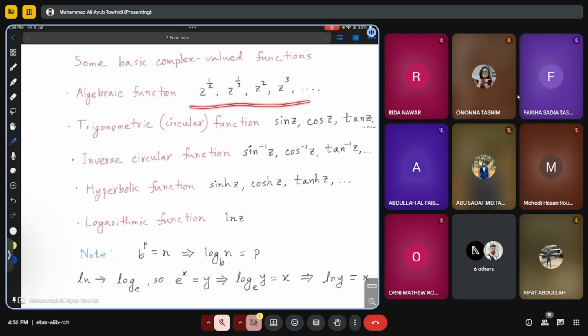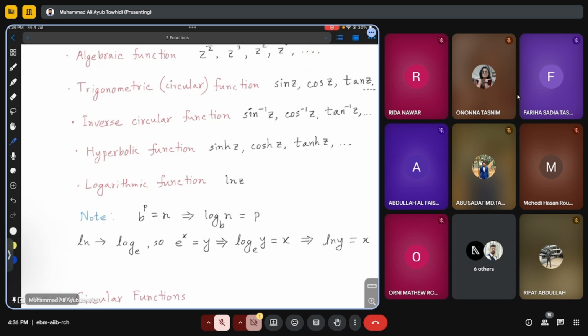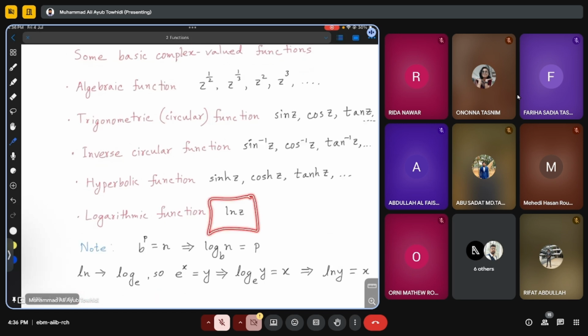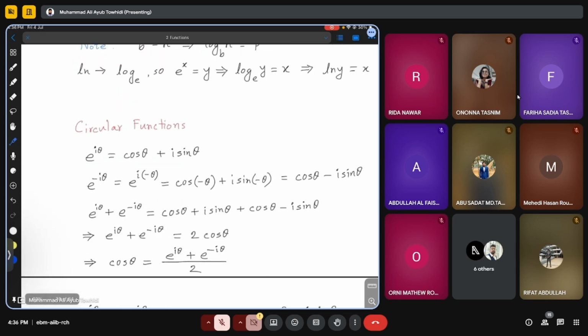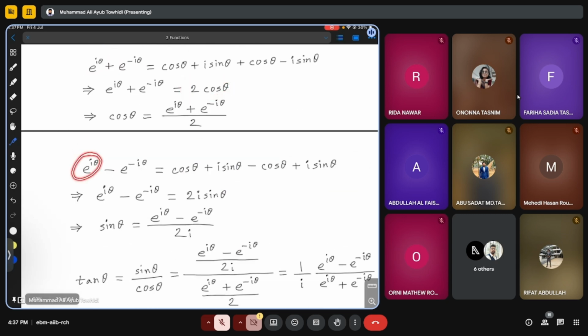Okay, so algebraic functions, we saw. Logarithmic functions, we saw. Now, circular functions. This one also, I think we started. We saw this in the last class. We have the Euler formula. So we have e to the power minus i theta, that will be cos theta minus i sin theta. Then add them, you will find 2 cos theta. Or subtract them, you will get 2i sin theta. So from there, we found cos theta and sin theta.